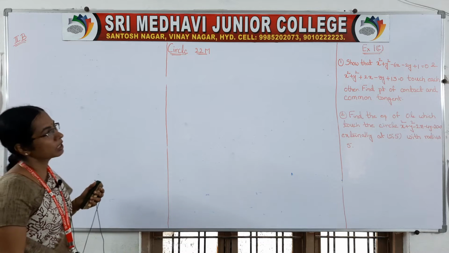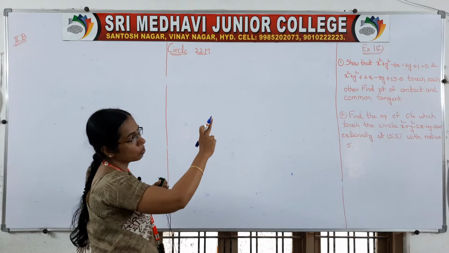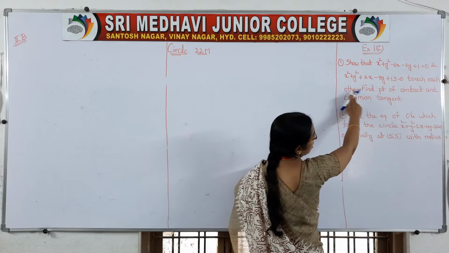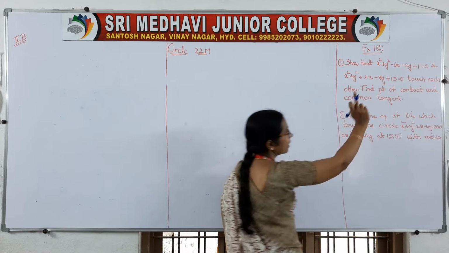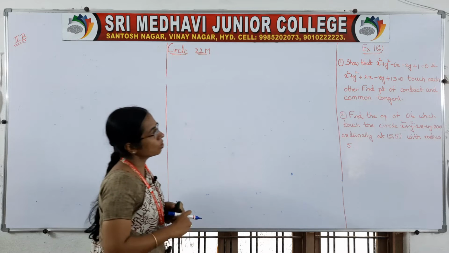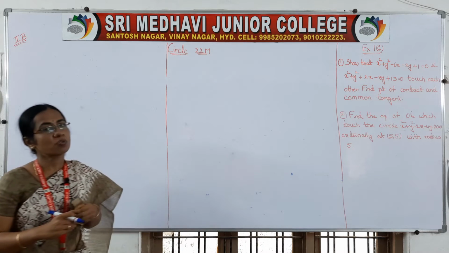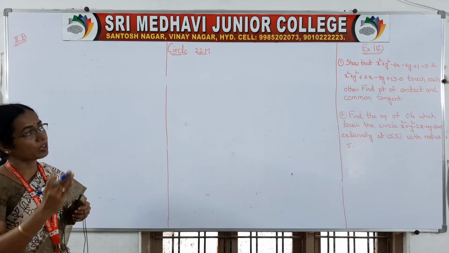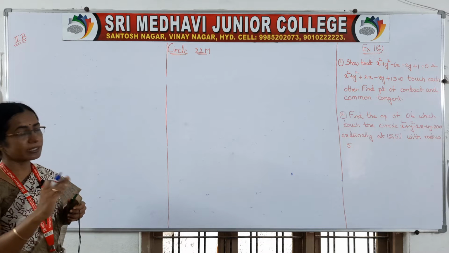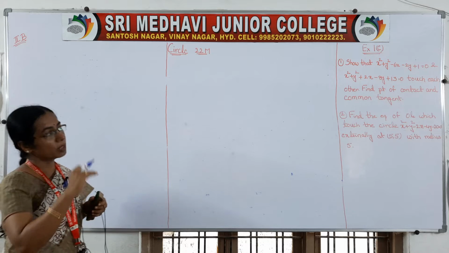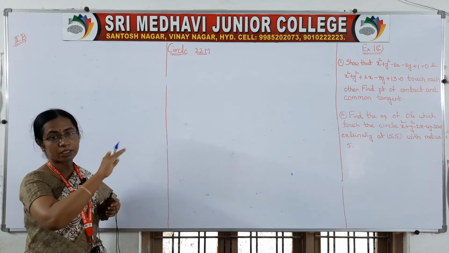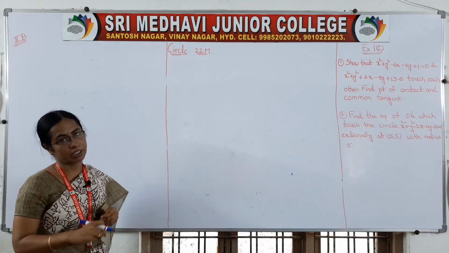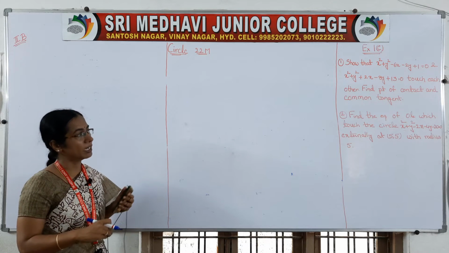Read the question. Two circle equations are given to you. Show that they touch each other, and find the point of contact and the common tangent. In the previous class we also solved one question where we had to show that the circles touch each other. But there and here they don't mention whether they touch internally or externally. We have to check the condition.